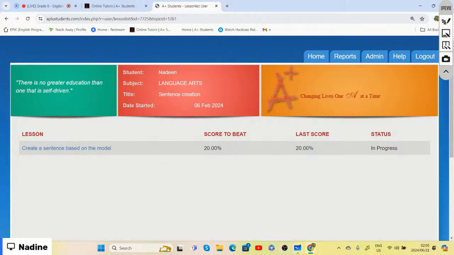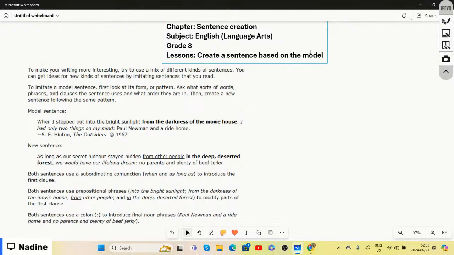All right, so our chapter is sentence creation. Our subject is English Language Arts Grade 8. And the lesson that we are focusing on is to create a sentence based on the model.